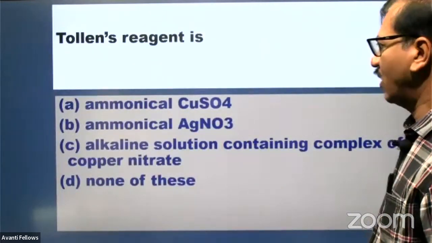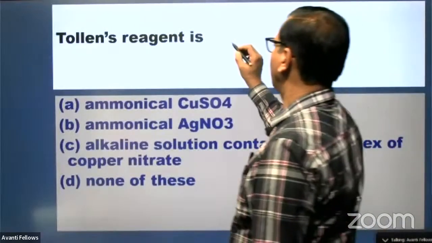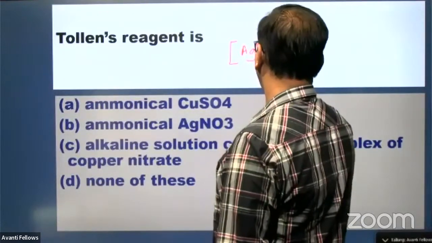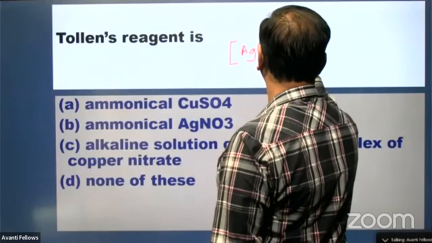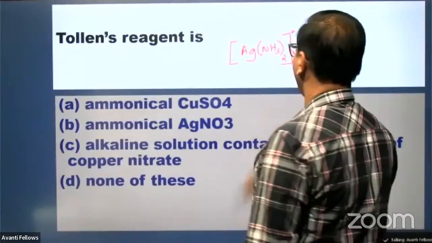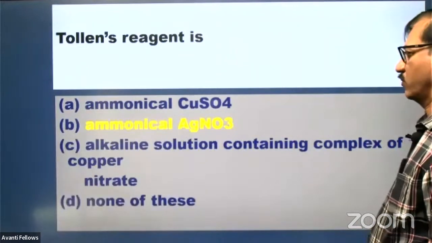Tollens reagent is ammoniacal silver nitrate, option B. While writing the reaction, you are supposed to write it like this: Ag(NH3)2 having a +1 charge, plus OH minus. This is the way you write. This is ammoniacal silver nitrate.